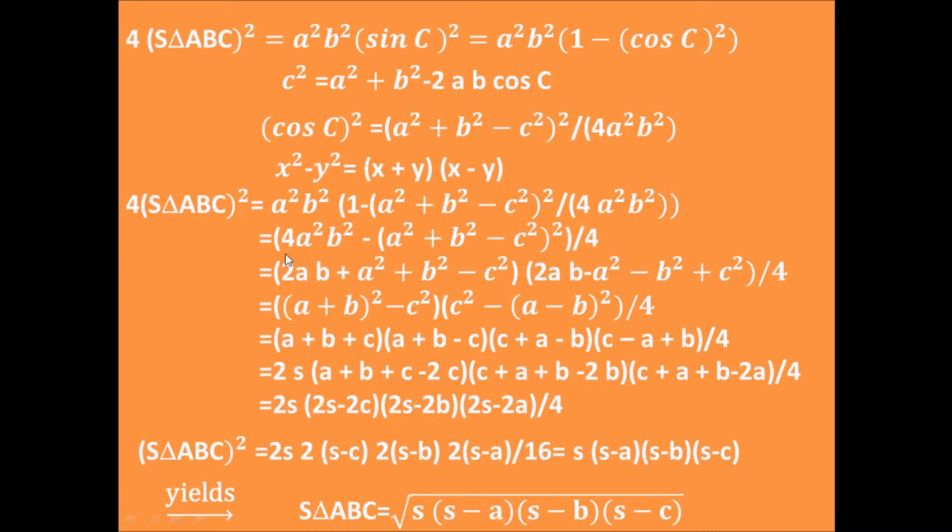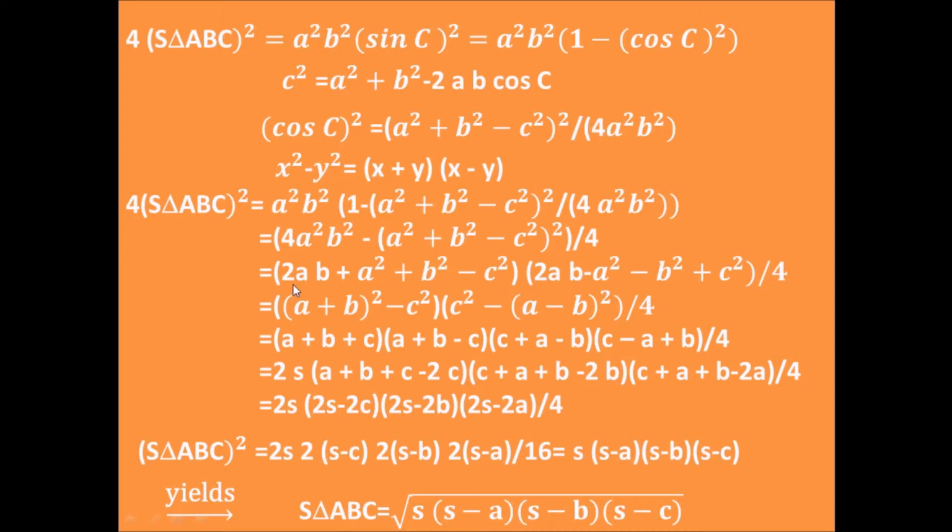Now if we treat 2ab as one term and a squared plus b squared minus c squared as another term, then we can use x squared minus y squared equals (x plus y) times (x minus y). So this expression can be written as (2ab plus a squared plus b squared minus c squared) times (2ab minus a squared minus b squared plus c squared) divided by 4.